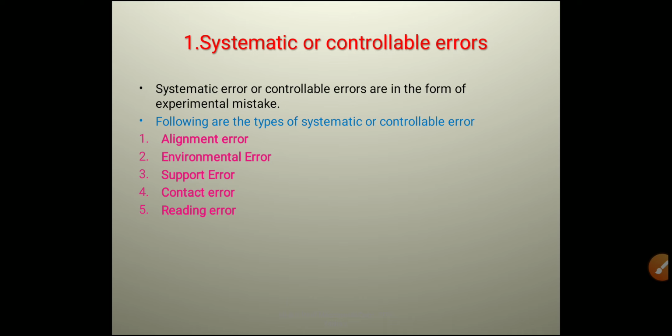Let us see the first type of error, systematic or controllable errors. Systematic or controllable errors are in the form of experimental mistakes. The following are the types of systematic or controllable errors. First, alignment error. As the name indicates, alignment error comes due to misalignment. Second, environmental error. Third, support error. Fourth, contact error. And last, reading error. Let us see in brief what alignment, environmental, support, contact and reading errors are.